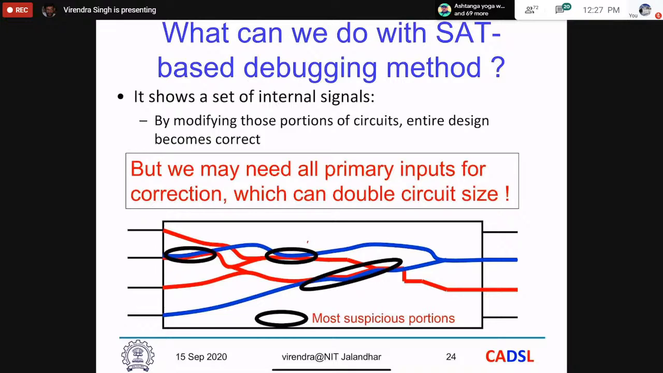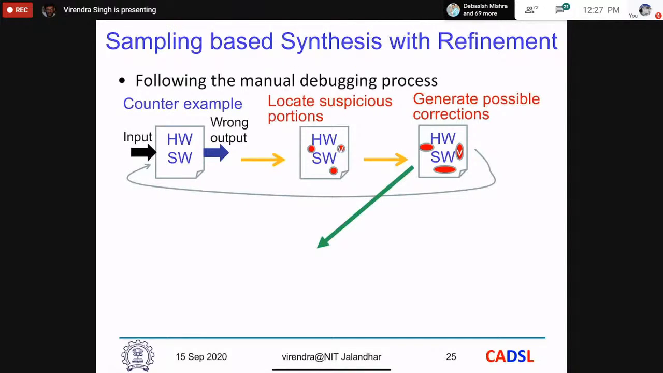But now we may need all primary inputs for the correction, because I have to find out this T as a function of all inputs, because for that particular counter example this T should satisfy that. So maybe one way that we can use is sampling based synthesis with refinements.